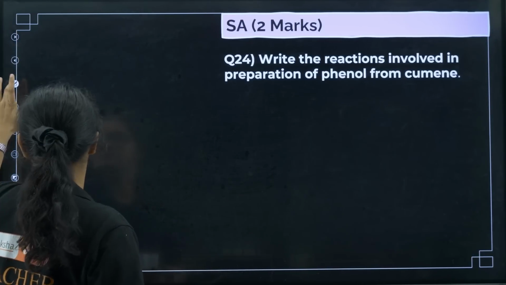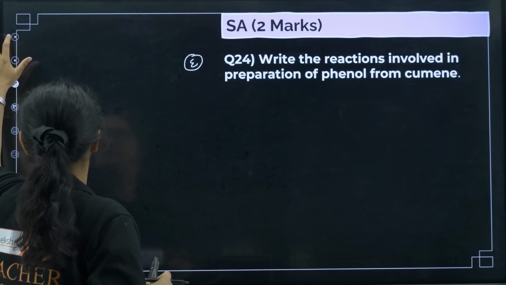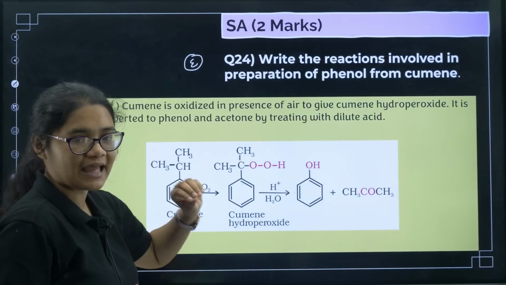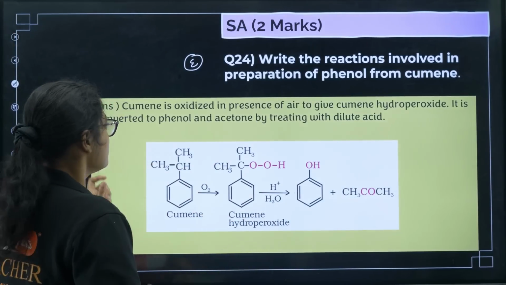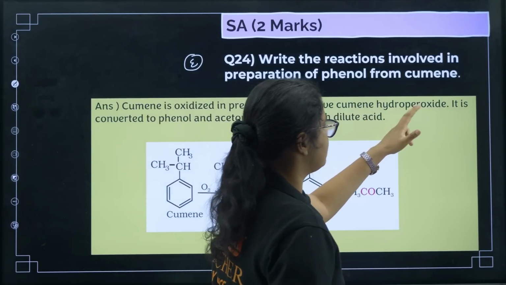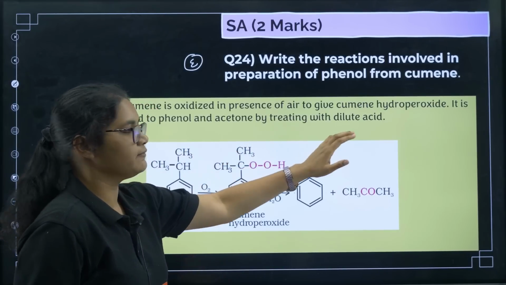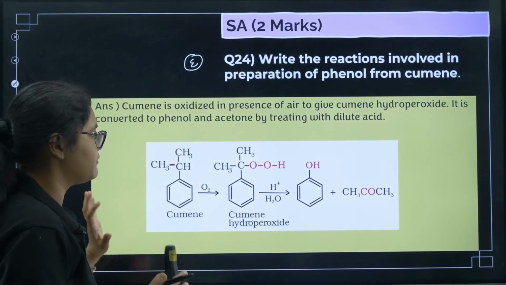Next, write the reactions involved in the preparation of phenol from cumene. Okay, direct question. This one also I'll say is an easy question. So any 3 you have to write. So all the questions are damn easy and direct. So cumene is oxidized in the presence of air to give cumene hydroperoxide. It is converted to phenol and acetone by treating with dilute acid. Very simple language it is written.